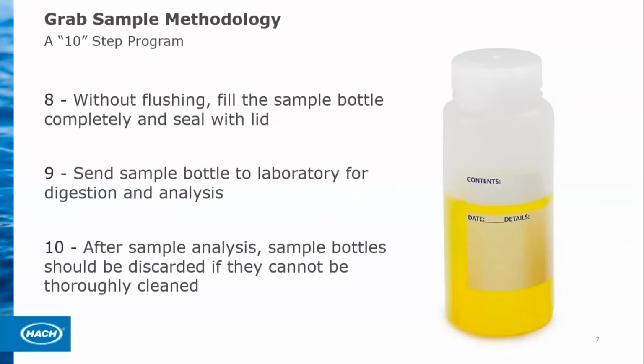Okay, so now without flushing. You might say, well, why wouldn't we flush the bottle with some sample? Well, we just did a special nitric cleaning, and if we're flushing it, we're going to take off that protective layer that we've done to make sure that we're not going to get any contamination. So we're going to do this without flushing after we've gone through the procedure, fill the bottle, seal it, and then send it to wherever you're going to do the lab.